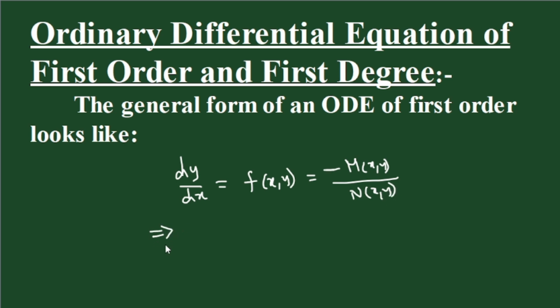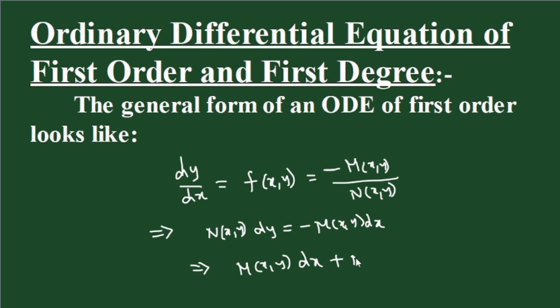Then cross multiplying, you will get n of xy dy equal to minus m of xy dx, so that you can write it as m of xy dx plus n of xy dy equal to 0. So this is the equation that we are going to deal with in the coming videos. Simply we call it m dx plus n dy equal to 0.